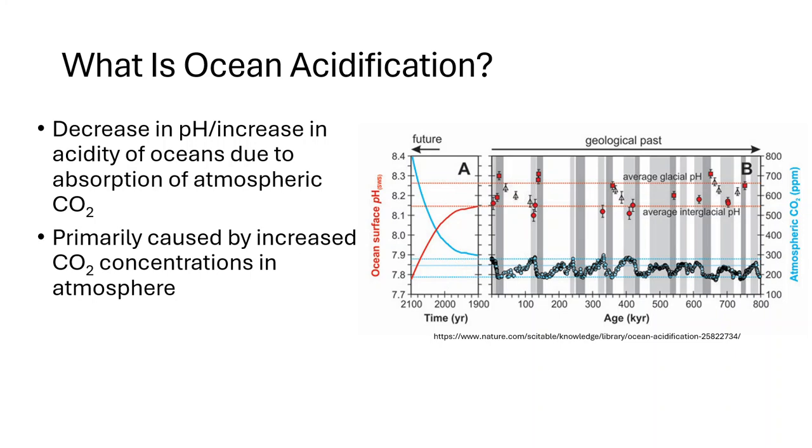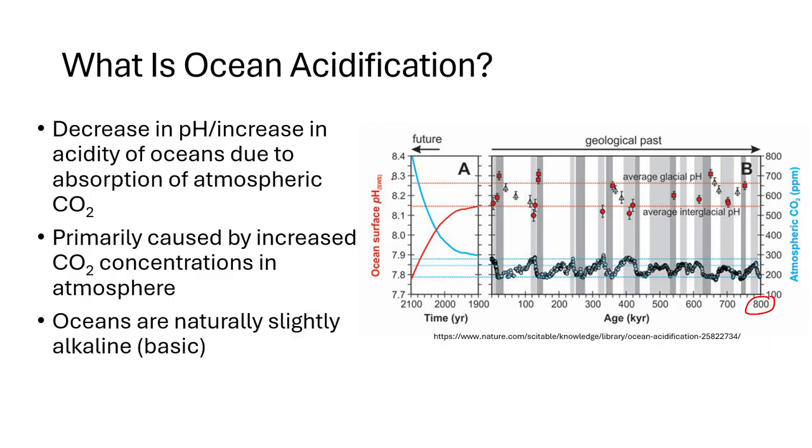So, if we look at this graph right here, what you're seeing is a reconstruction of atmospheric CO2 concentrations from about 800,000 years ago all the way to a projection up to about 2100. What you'll see is there have been fluctuations in the CO2 concentrations in the atmosphere, and along with that, you'll see measurements of the historic pH of the ocean over the same period of time, as well as a projection up to 2100.